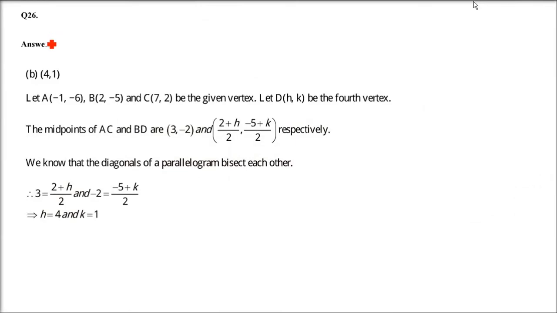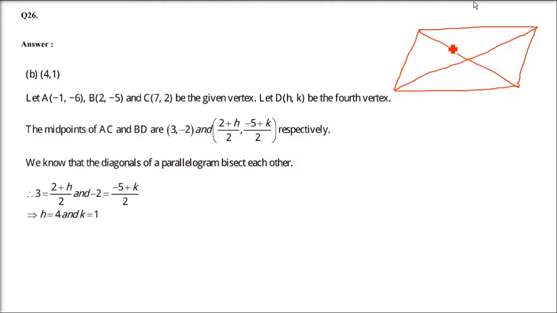Question number 26. The three vertices of a parallelogram taken in order are these. Three are there. So if you have a parallelogram, the main thing is that the diagonals bisect each other. The main thing about this question is this one: the diagonals bisect each other. So in order, the points are -1 and -6, then we have 2 and -5, and 7 and 2.